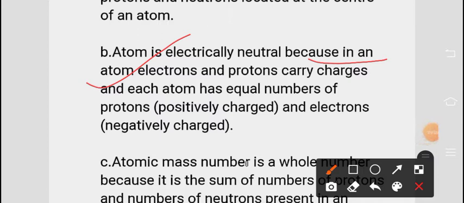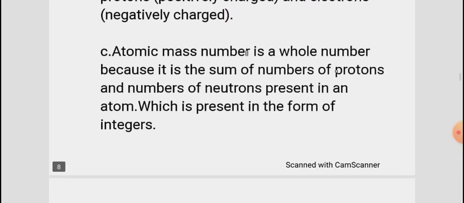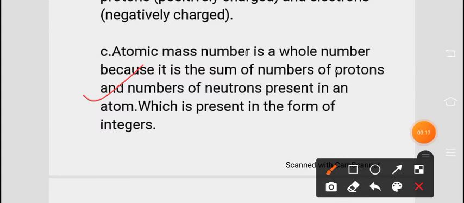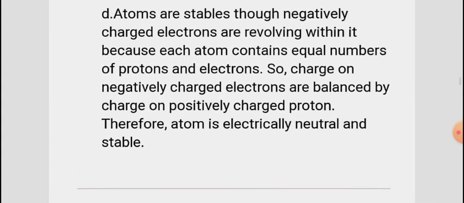Atom is electrically neutral because in an atom electrons and protons carry charges, and each atom has equal numbers of protons, positively charged, and electrons, negatively charged. Atomic mass number is a whole number because it is the sum of the number of protons and the number of neutrons present in an atom, which is present in the form of integers.